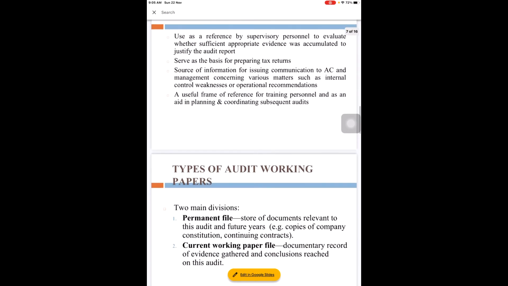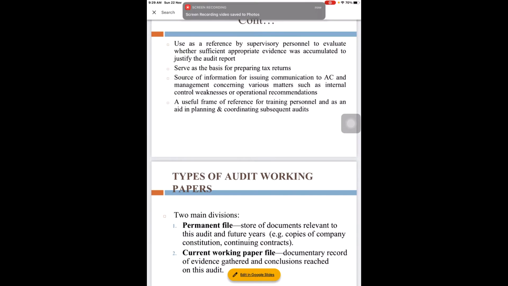Okay, next one will be the source of information for issuing communication to accountants and management concerning various matters such as internal control weaknesses or operational recommendations. It means that if there is communication between the auditor and the accountant and management related to internal control weaknesses, that is, they would like to say that the system is not good, everything should be included in this working paper.